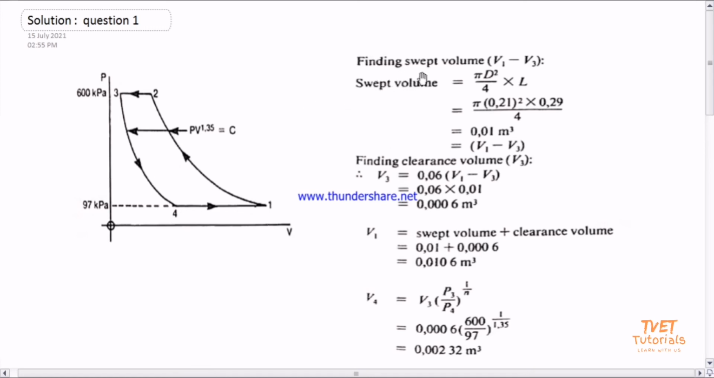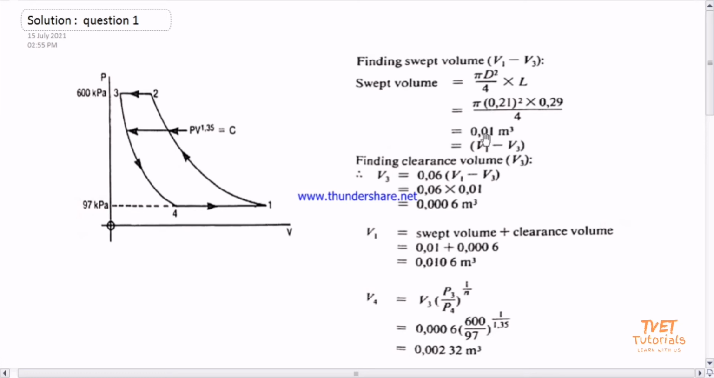So the first thing we'll do is find the swept volume. We're given the diameter, so we're going to use the area. You know that to get our volume, it is the area times the distance or the length. We're given the diameter, which was 210 millimeters, and the stroke length, which is 290 millimeters. So if we substitute this, we're going to get our swept volume.